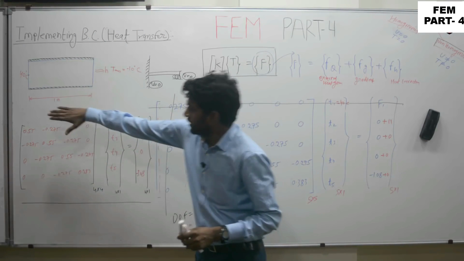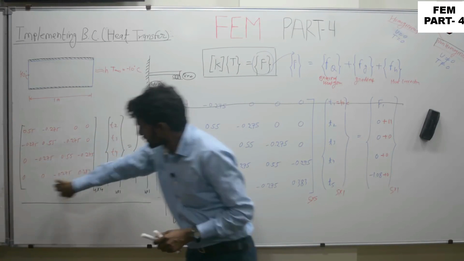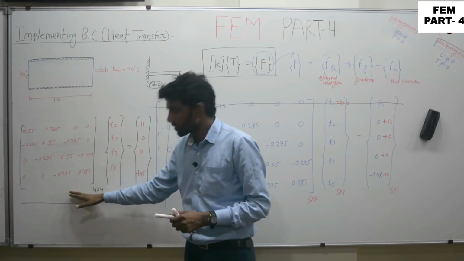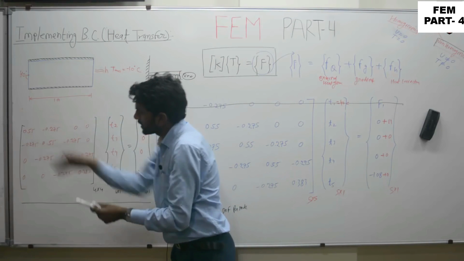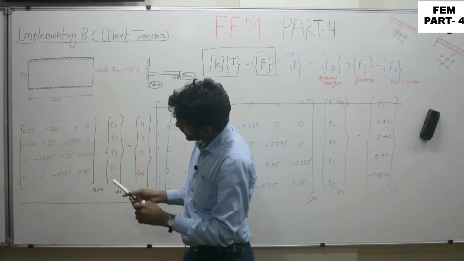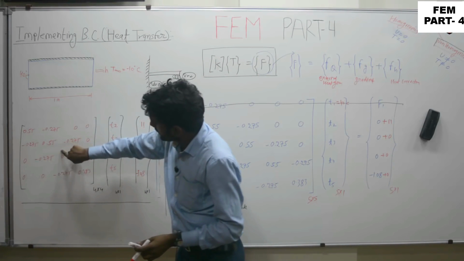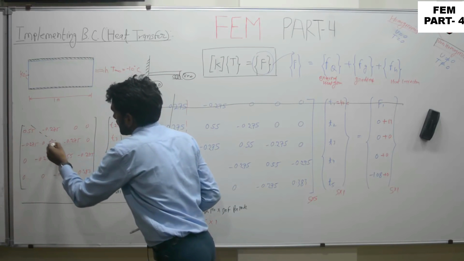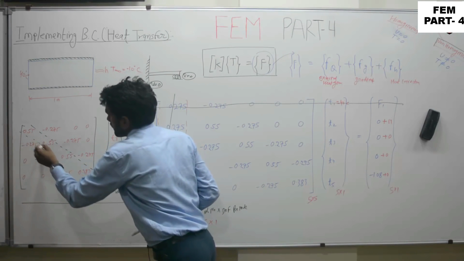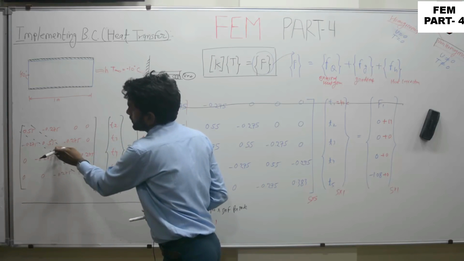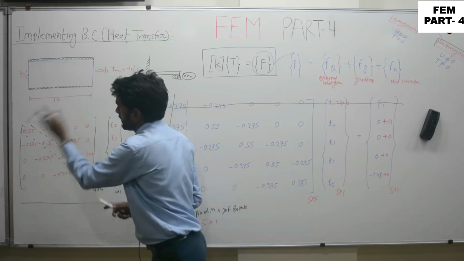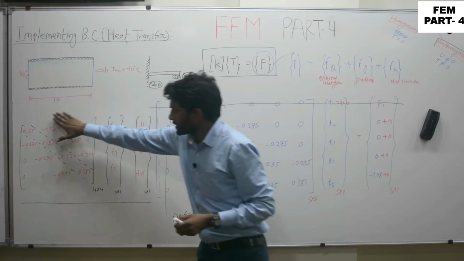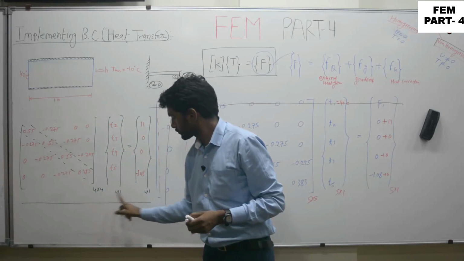Now you can even check whether this matrix is correct or not. We had already discussed the property that this matrix will always be symmetric about the diagonal. So if you draw the diagonal, 0.55, 0.55, you see that it is symmetric about the diagonal. The upper triangle and lower triangle are mirror images of each other. Now this is reduced to 4 cross 4, 4 cross 1, 4 cross 1.